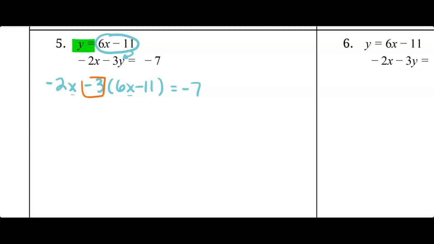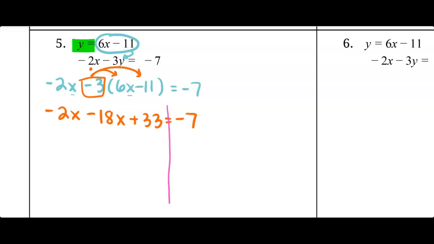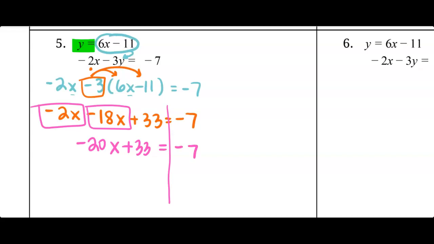Once you've done that, then you can distribute that negative 3 in, making sure to watch the sign in front of it, and remembering that distributing is just a fancy word for multiplying. So we have negative 2x minus 18x plus 33 is equal to negative 7. Once you've distributed, we have a bunch of things on one side and only one thing on the other. So we want to simplify this by combining some like terms. So negative 2x and negative 18x make negative 20x plus 33 equal to negative 7.